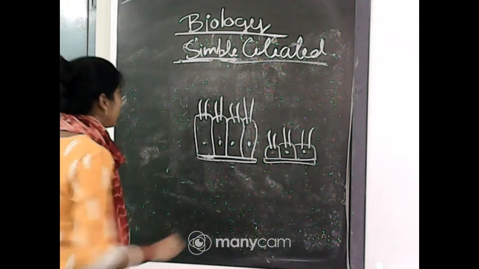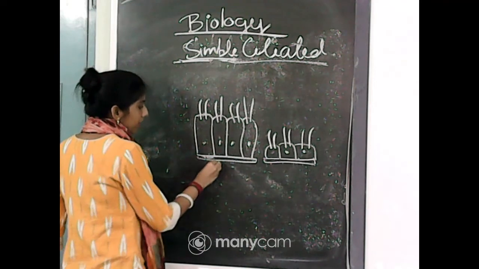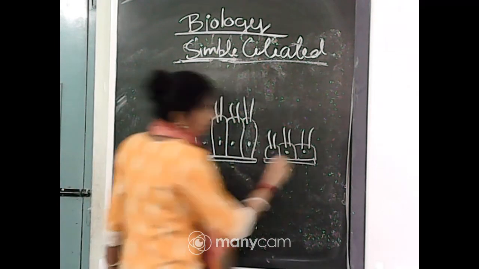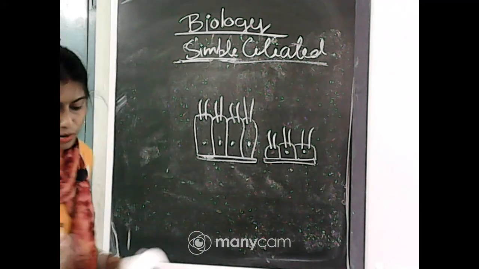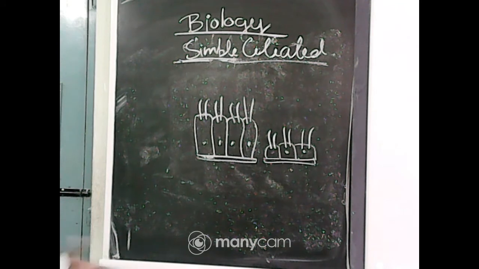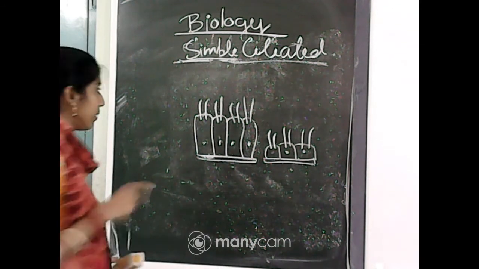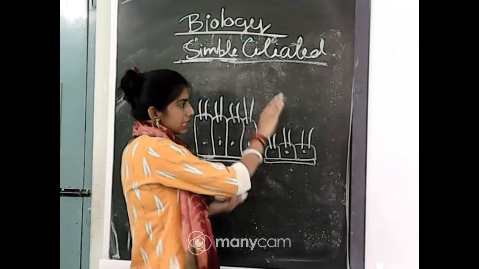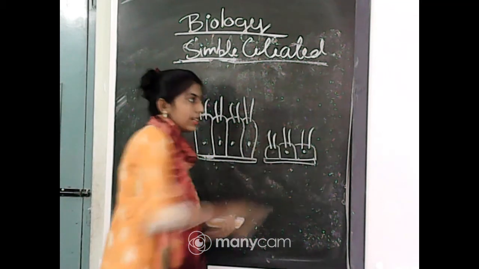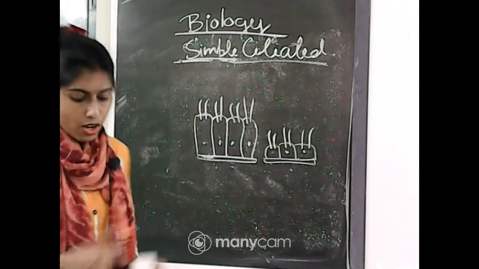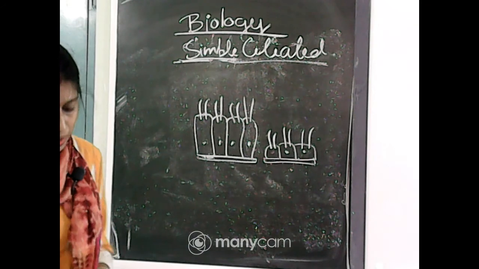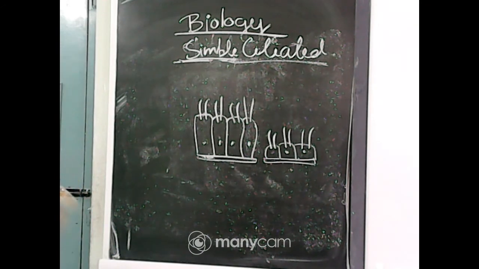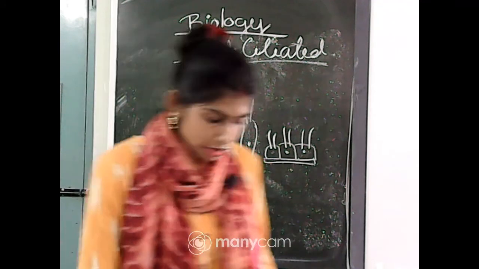Okay, so that is simple ciliated columnar epithelial tissue, and that is simple ciliated cuboidal epithelial tissue. Where will we get this, and what is the function of this? Their function is to move particles or mucus in a specific direction over the epithelium. With the beating of the cilia, they move the mucus or particles in the proper direction over the epithelium. They are present mainly in hollow organs like the bronchioles and fallopian tube.